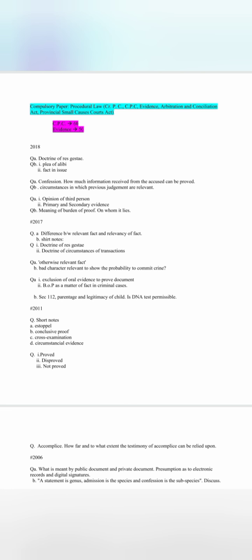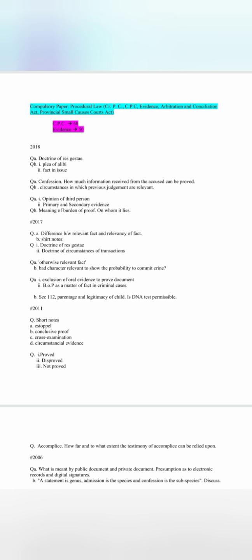They have asked questions from confession and admissions. They have asked questions from sections 6 to 11. They have asked questions on relevancy and admissibility. Now they have asked questions about estoppel, conclusive proof, cross-examination, circumstantial evidence, and kinds of evidence is an important topic. Then the doctrine of res judicata is important.